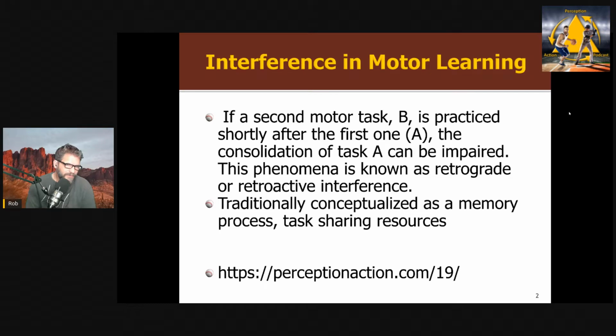An example that I talked about back in that episode is research showing that training for a triathlon can cause interference with improvements in cycling, right? Doing the running and transition from running to biking, as compared to people that just practice cycling. And there's also lots of cognitive ones shown like that. So this idea of interference is called retrograde or retroactive interference.